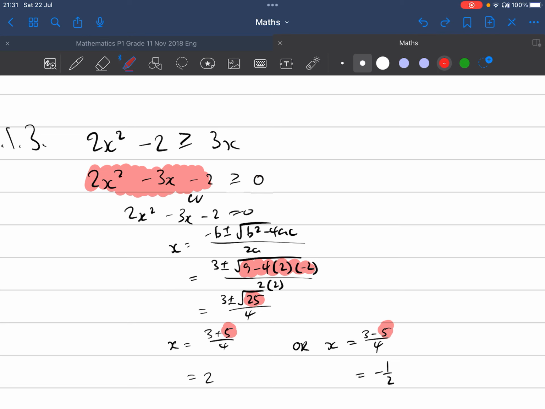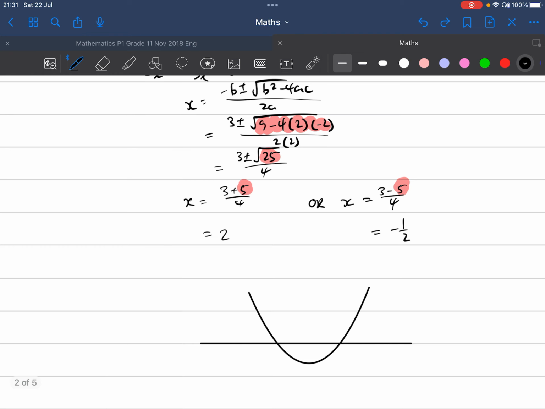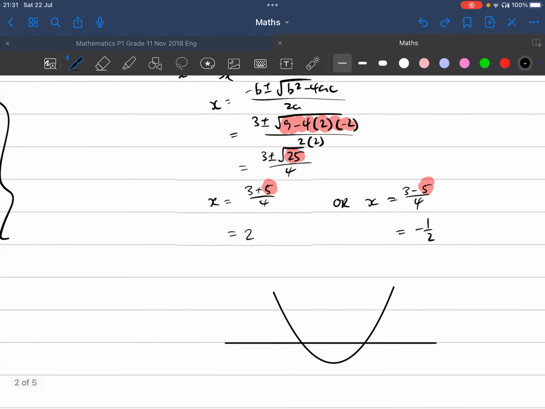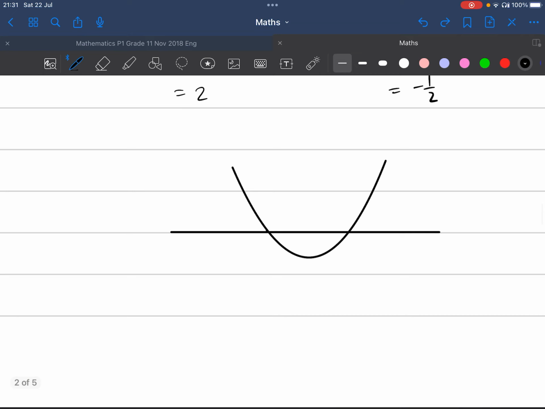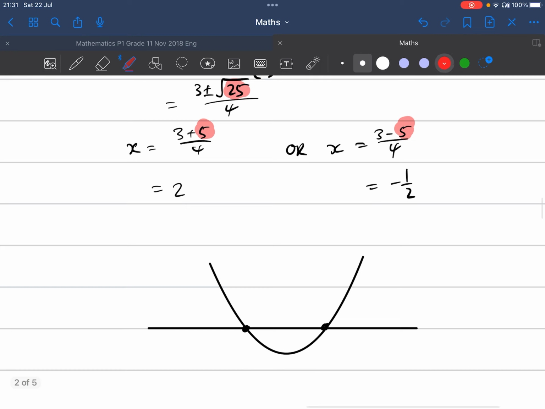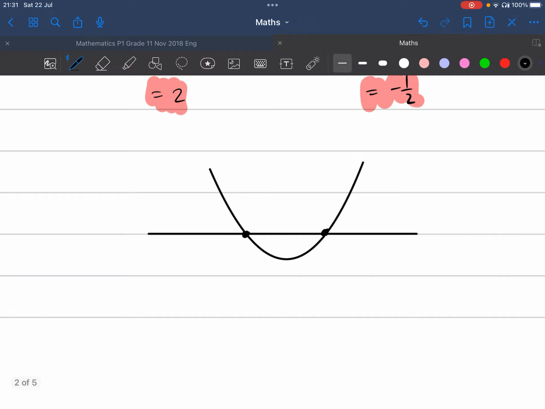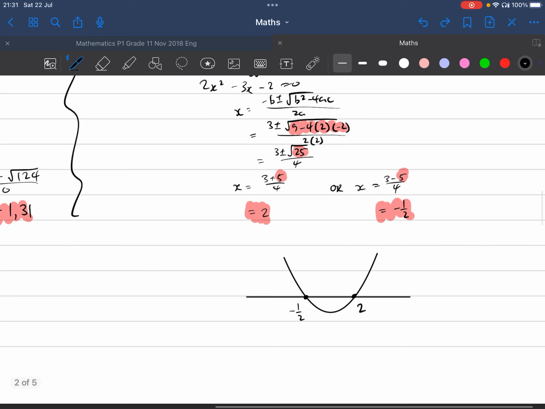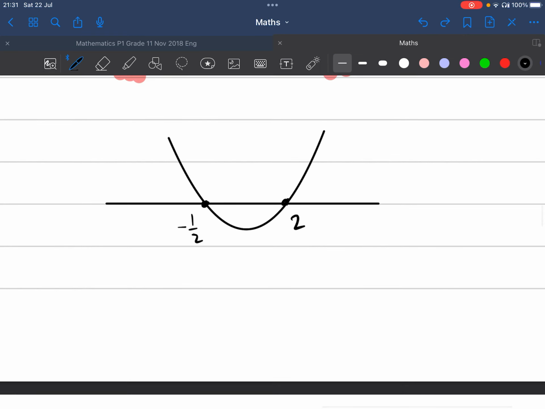Okay, so if we look at our parabola, what did we solve for when we solved for x? Well, we equated it to 0. And when does the parabola equal 0? At the x-intercepts. So the two values that we solved for here are the x-intercepts. So this is minus a half and this is 2. And the question is asking for when this parabola is greater than or equal to 0. So this occurs at these values here.